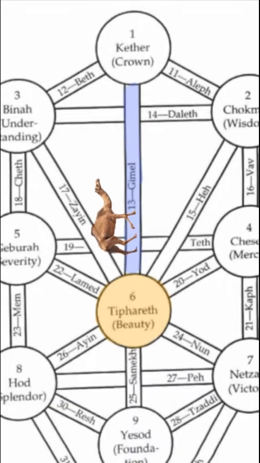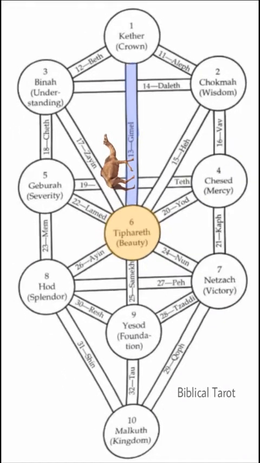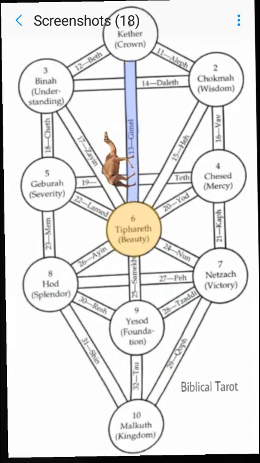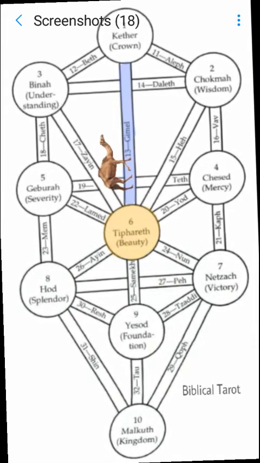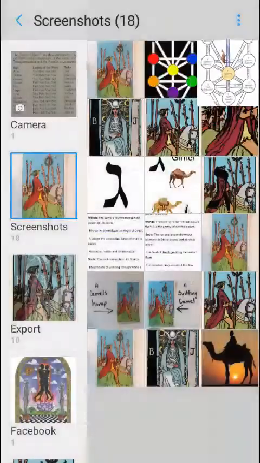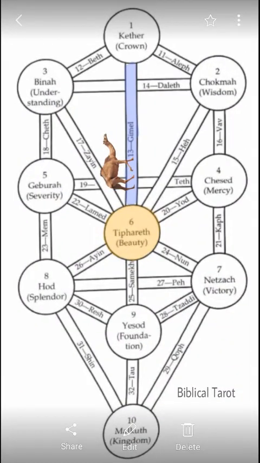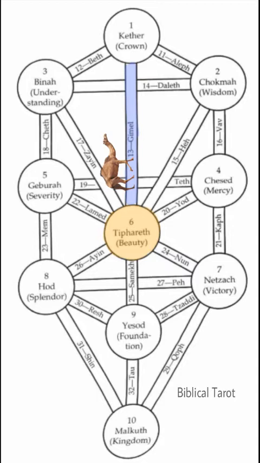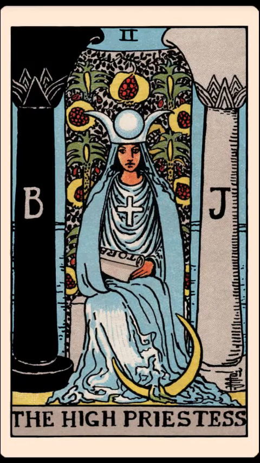We're on a camel right now, though. And by us being on the camel, we're going to get up to that number 1 crown. The crown, Keter. So the high priestess is the way to go.